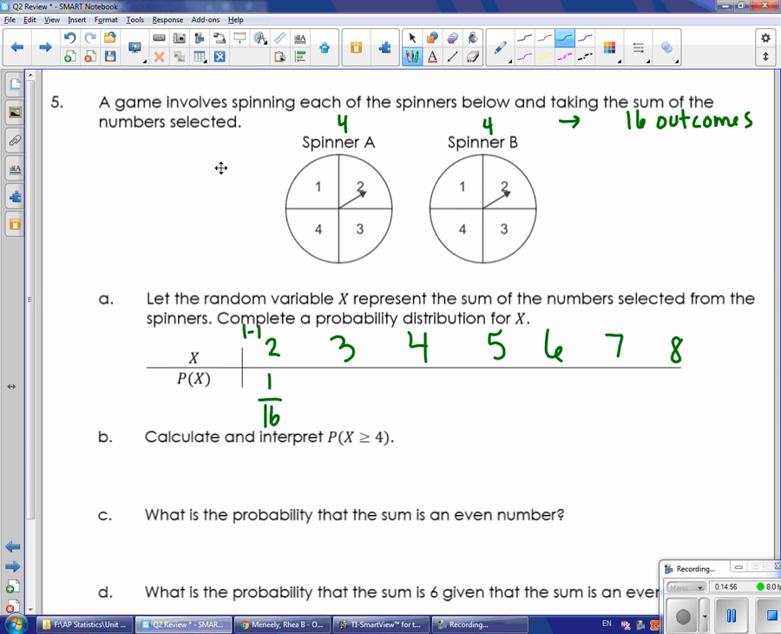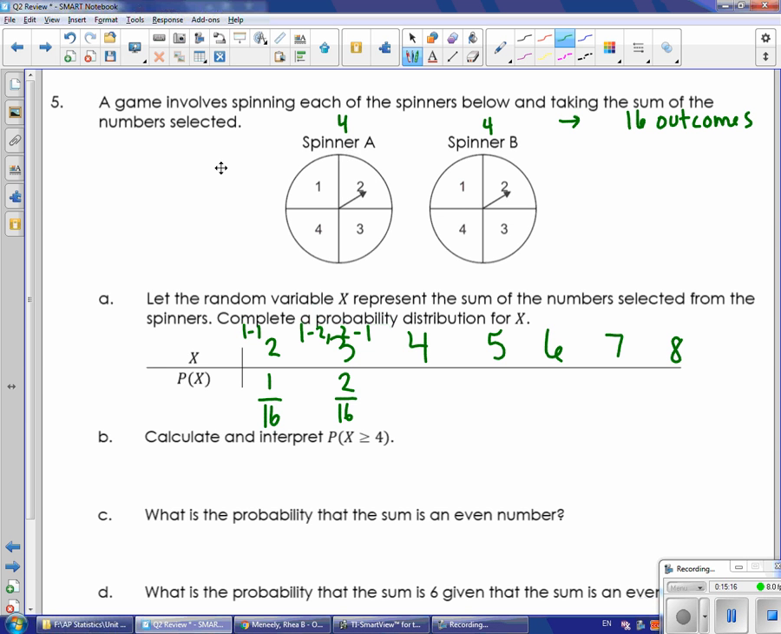But let's think about all the ways I can get a 3. I could do 1 and 2. So I could get a 1 on the first spinner and a 2 on the second, or I could get a 2 and a 1. So in this case, there are 2 outcomes that would add up to 3, and 2 out of 16 would be the probability. So now I'm looking at a sum of 4.